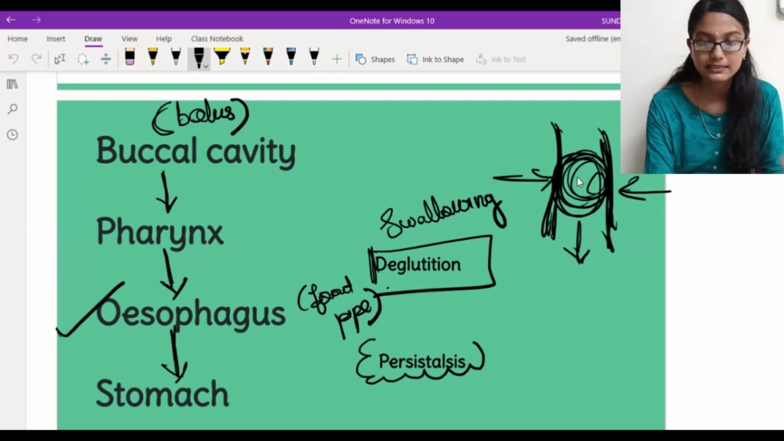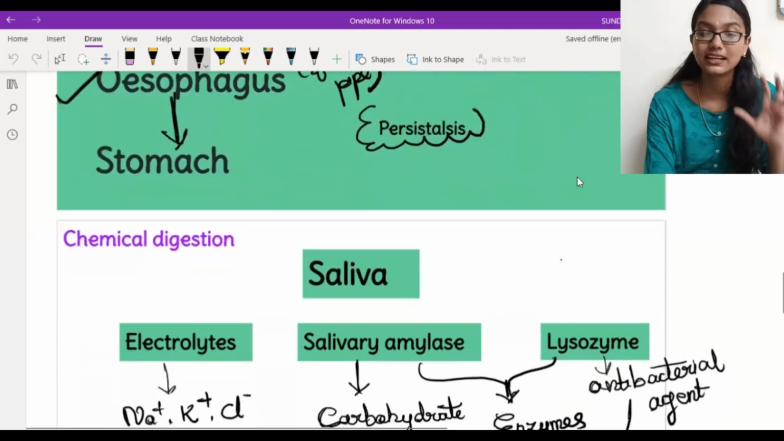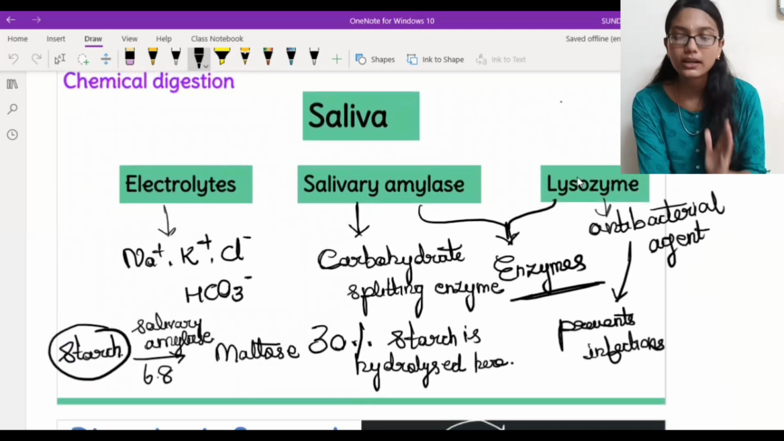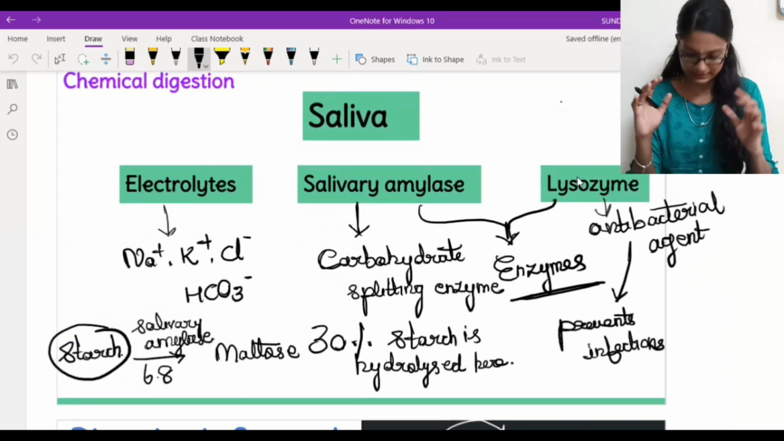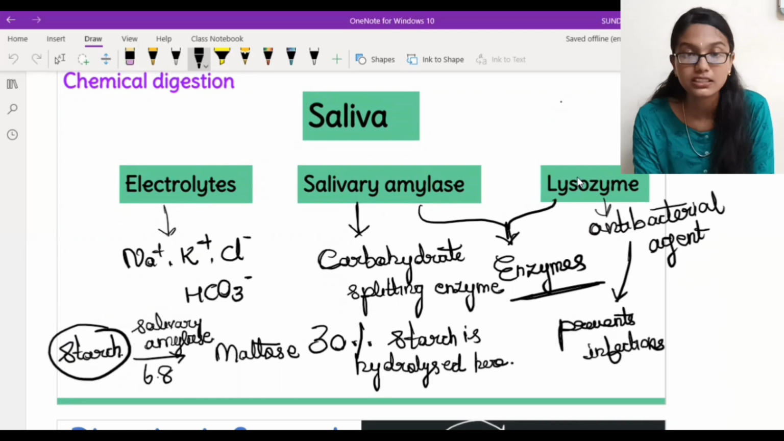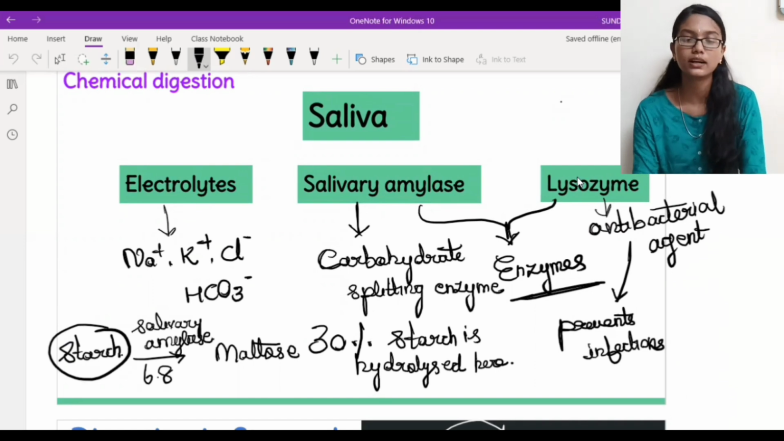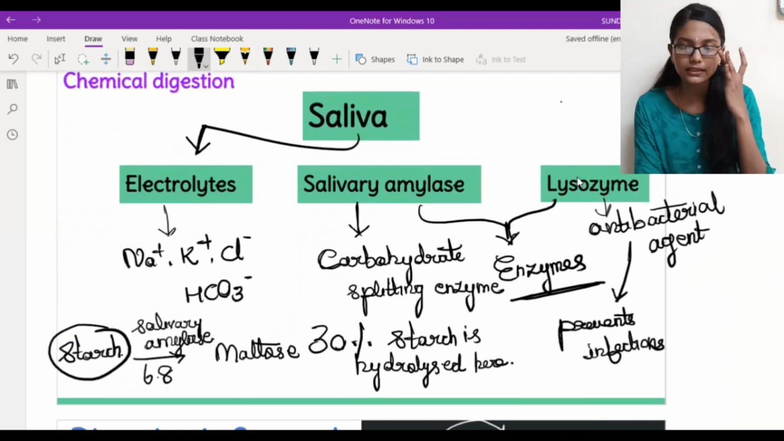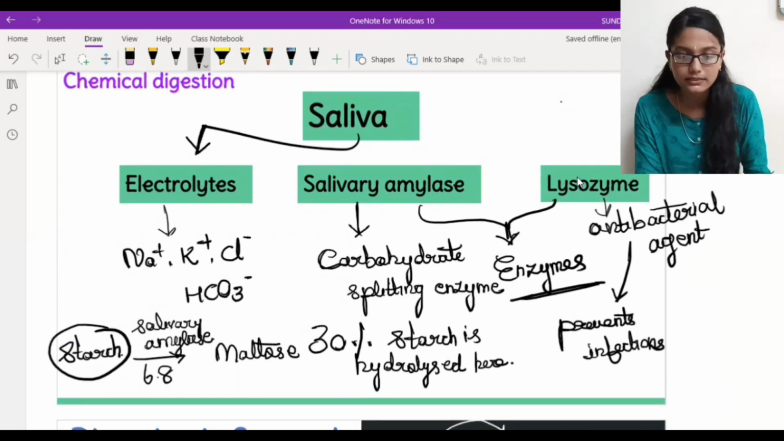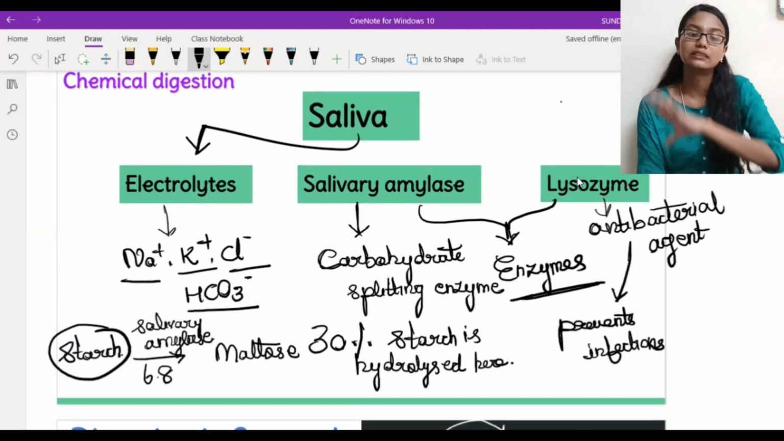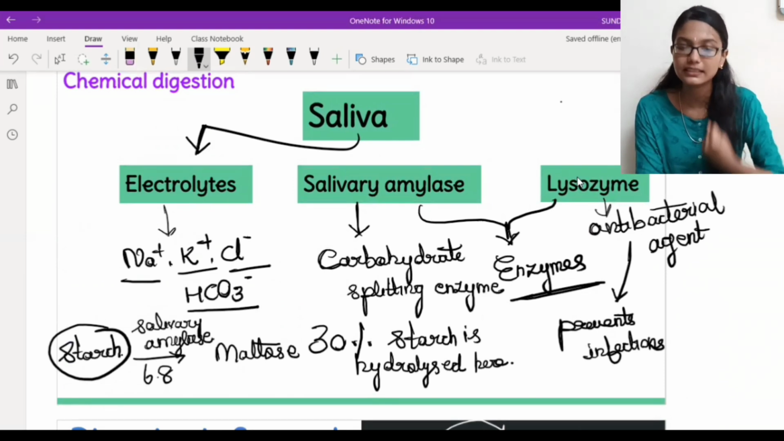Now let us understand the chemical digestion that takes place in the mouth. So we saw the main important role is played by the saliva. What does this saliva, this fluid, contain? This is not just normal water. Saliva contains a lot of electrolytes. What do you mean by electrolytes? A lot of chemical ions. For example, Na+, K+, Cl- and carbonate, bicarbonate ions. So these are the electrolytes present in the saliva.